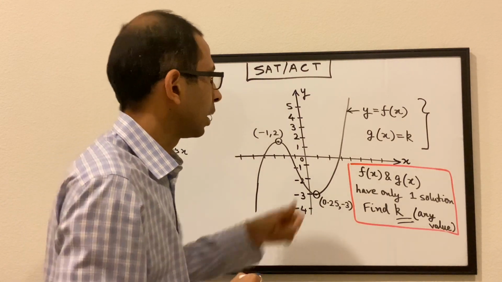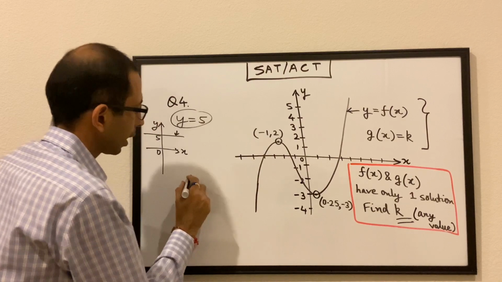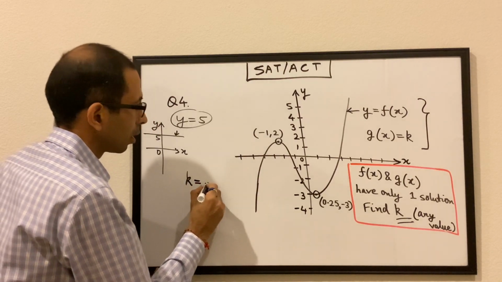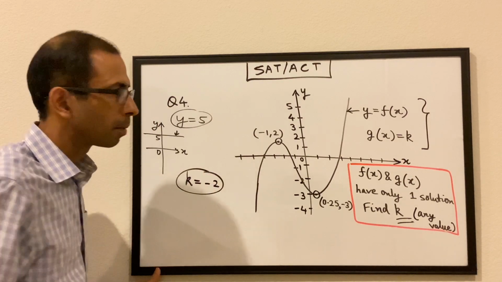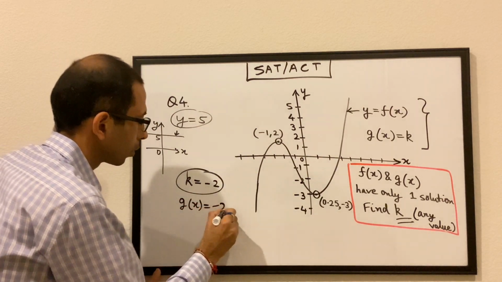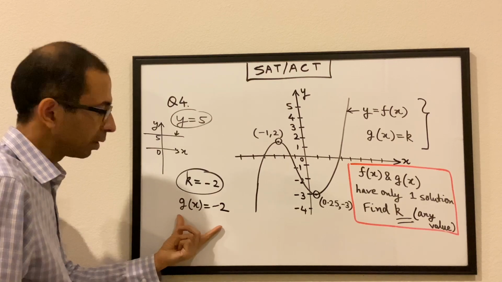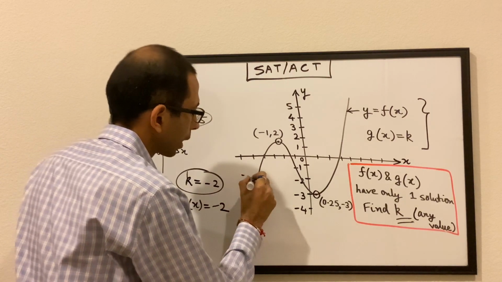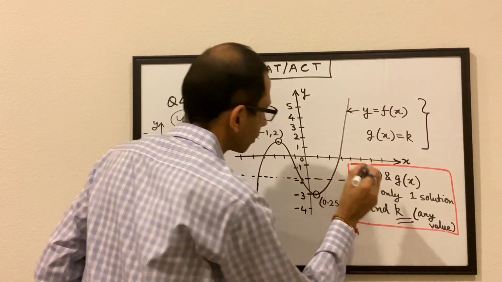Let's take an example. Let's say that we put the value of k as, suppose, -2, right? So it will become g(x) is equal to -2, right? And how will this line look like? This line will look like this, right?